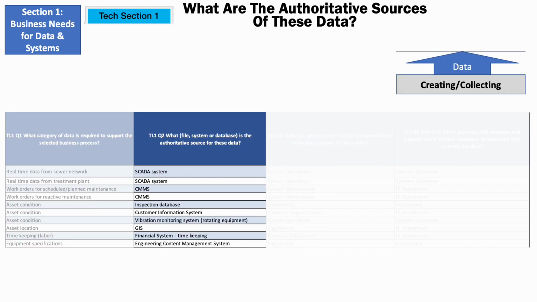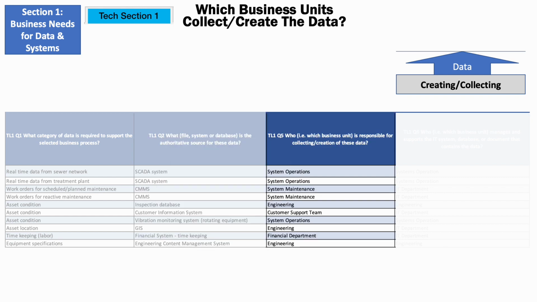In the second column, users are asked to identify the authoritative source, a system or a database where the data resides for each category of the required data. Examples are included in the worksheet as reminders or references to the person who's collecting information. This worksheet also captures information about the business unit that is responsible for collecting or creating each category of required data. This information is helpful as it identifies the stakeholders and the subject matter experts who will need to be engaged.